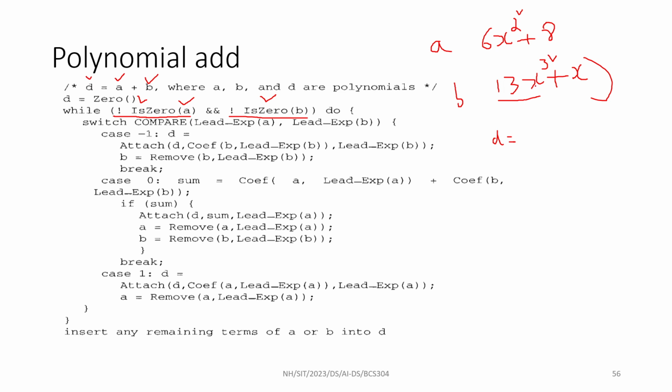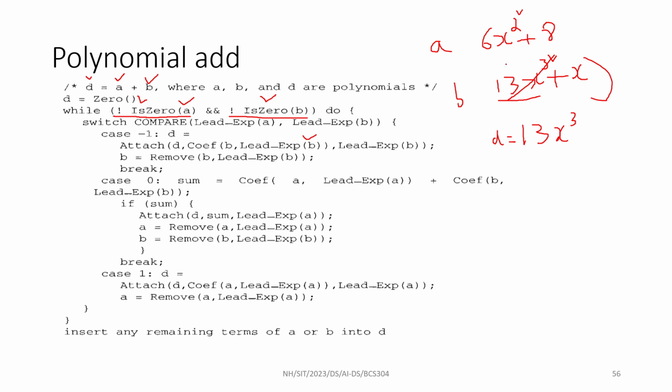Now, what is the leading term of this one? The leading term of B: that coefficient part 13, and the leading term itself, that is 3, you attach to D. D is nothing, so after attaching, the answer will be 13x cube. So you don't want this one, you have to remove it. Further consideration is not required, so remove it.